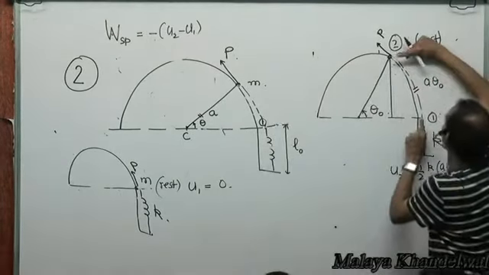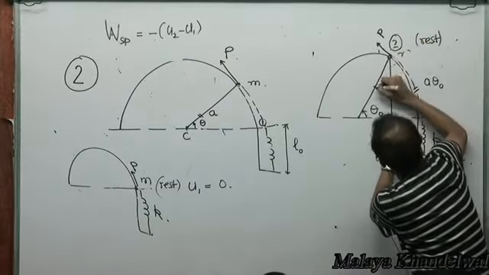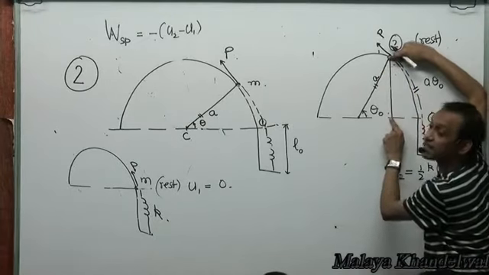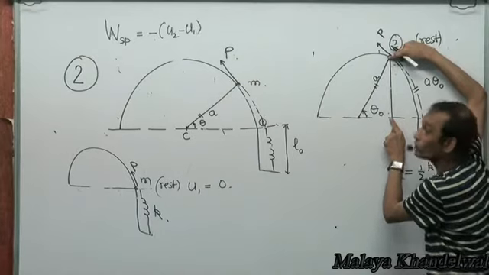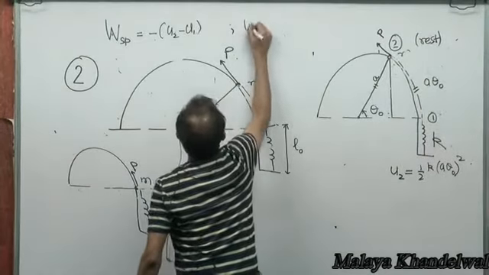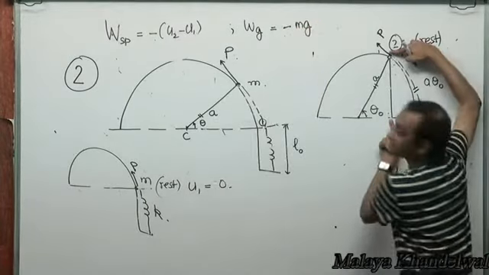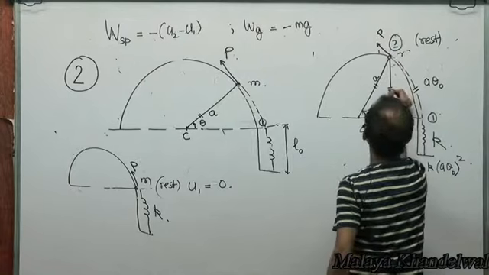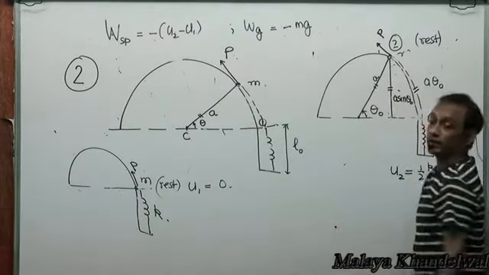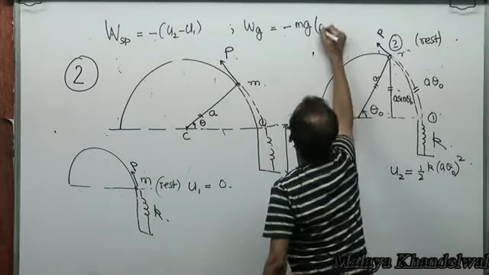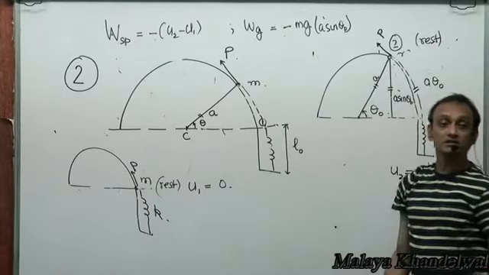And this is from state 1 to state 2. This is the elevation produced. If A is the radius, then this is A sine theta naught. That's the elevation produced. Yes or no? So, what's the work done by Mother Earth? Minus mg into A sine theta naught. Yes or no? That's the work done by Mother Earth. That's the work done by gravity. Right?